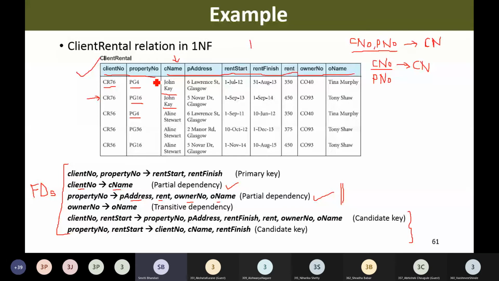What are we trying to do? We have identified that client number, property number is the primary key. What do we mean by primary key? Primary key is the key that determines all other attributes in our table. Do you agree with me? Yes, ma'am. So if client number, property number is my primary key, it must determine client name.